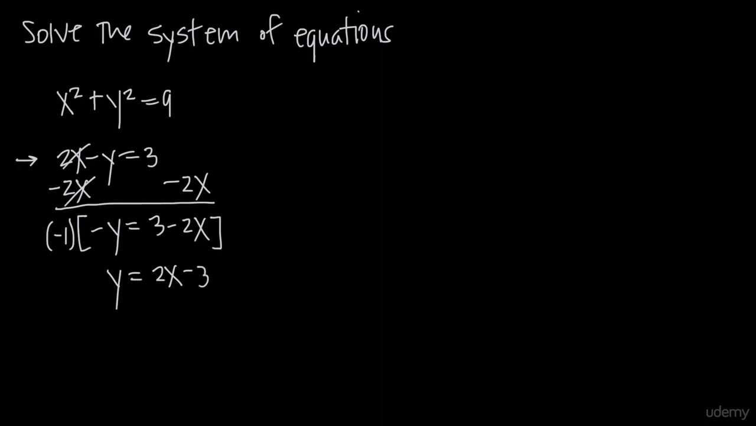Now, with this value for y in hand, we can take this value of y and plug it in right here for y into our quadratic equation. When we do that, we're going to get x squared plus, here's where we plug in our value for y. So we have 2x minus 3, and according to our equation here, we're going to square that, and then equals 9. So we just made a substitution, we just plugged that in. Now we want to go ahead and simplify.